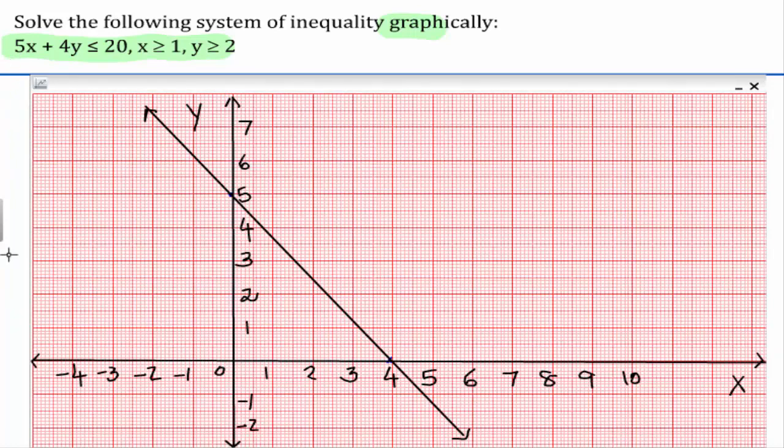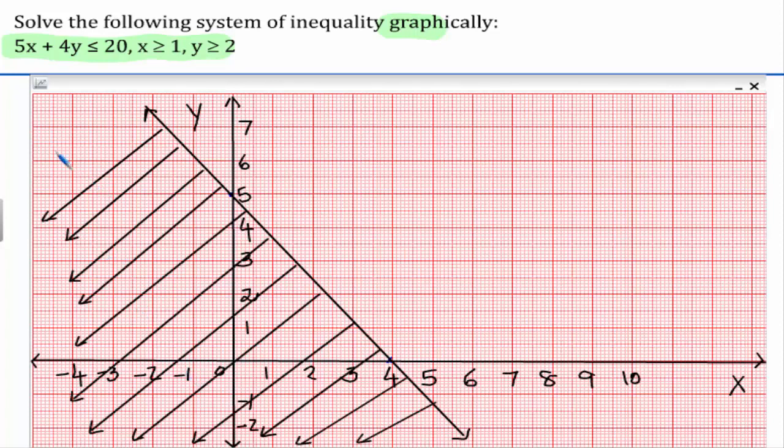So therefore, the solution should be towards the origin. Now here is the solution of the inequality 5x plus 4y less than or equal to 20. Now let us consider the other inequalities and draw the graph.